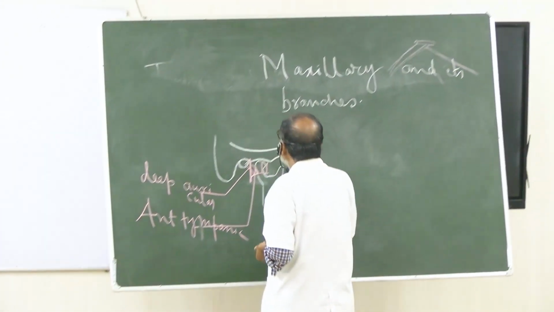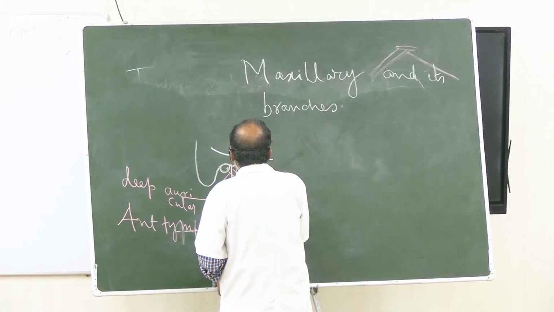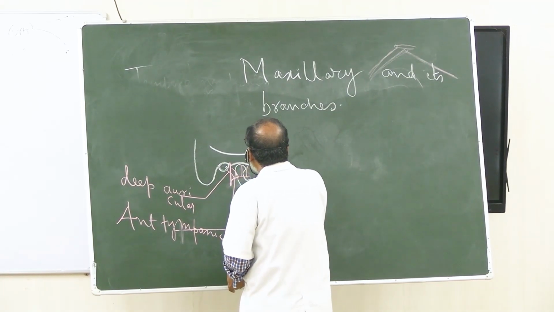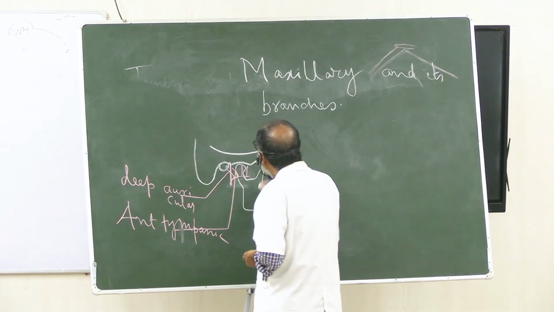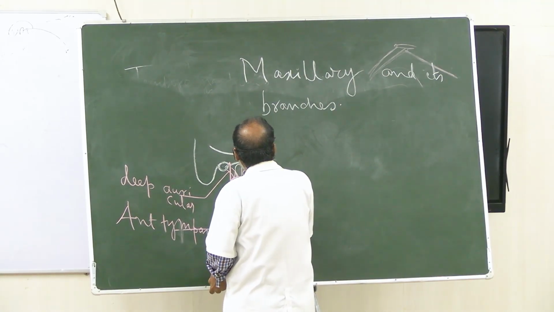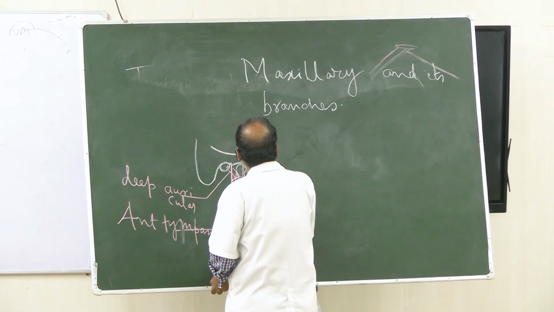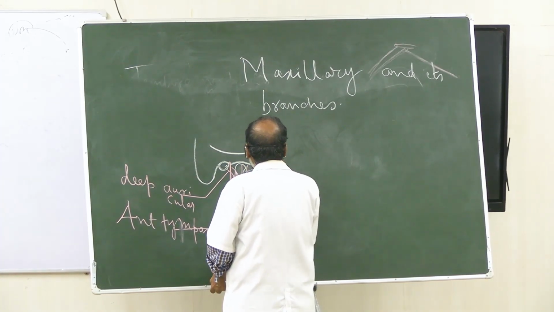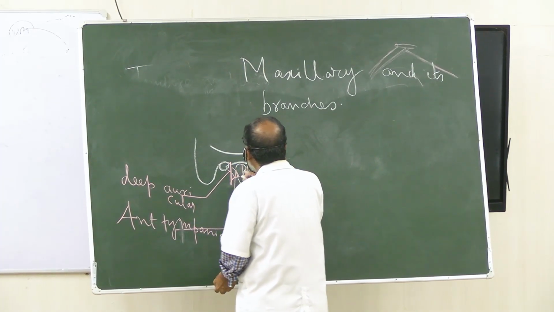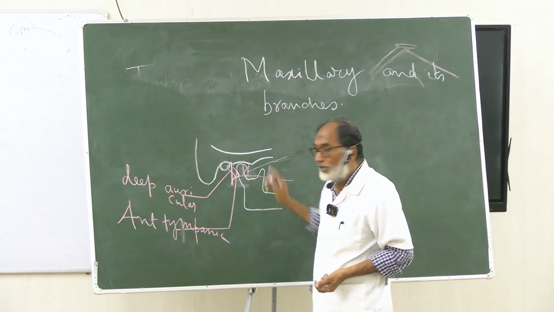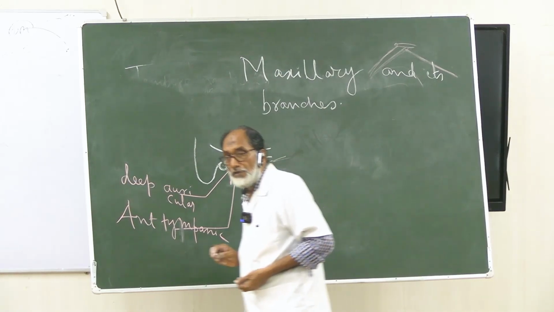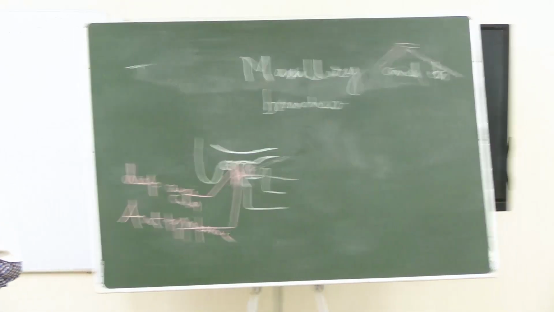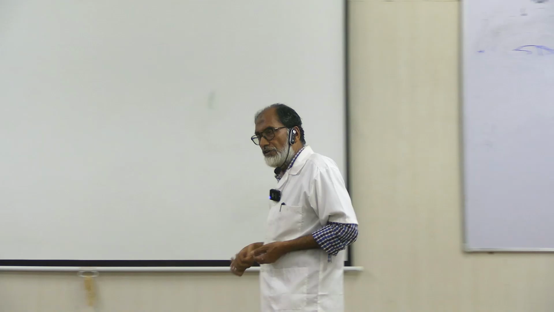Now come to the second part. The second part actually lies deep to the lateral pterygoid. You know the lateral pterygoid muscle is inserted into the anterior aspect of the neck of the mandible. So this is the pterygoid. Now from here it will give off branches to the muscles of mastication.